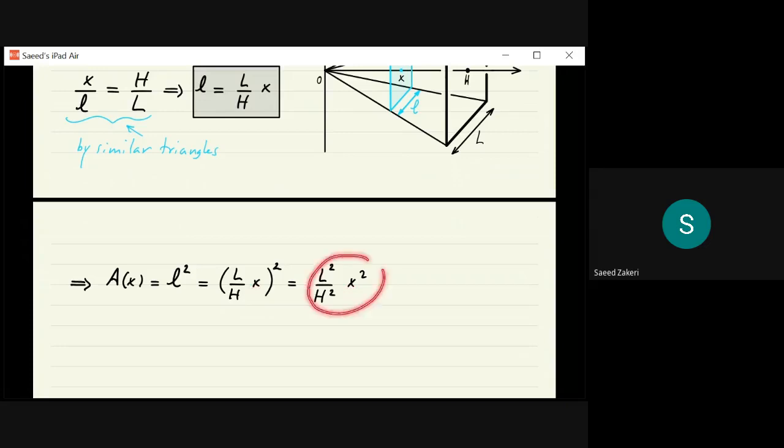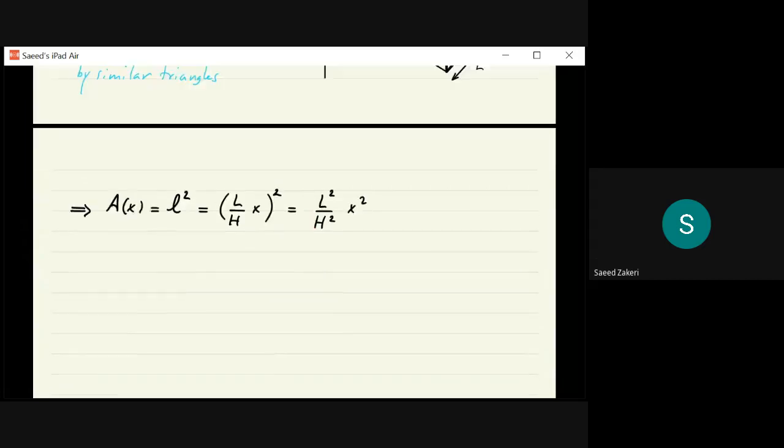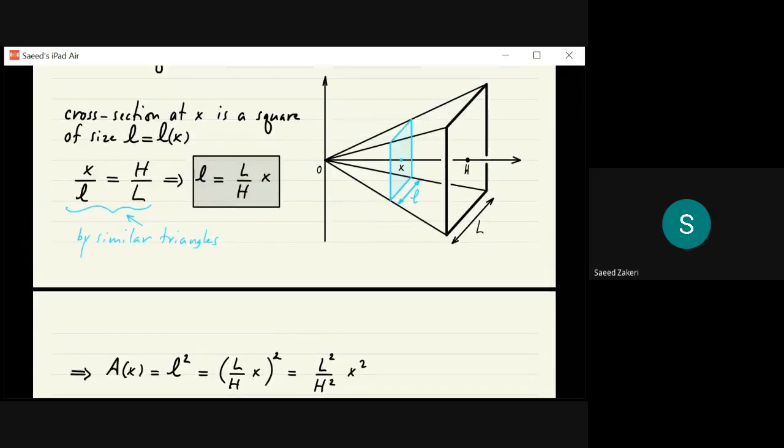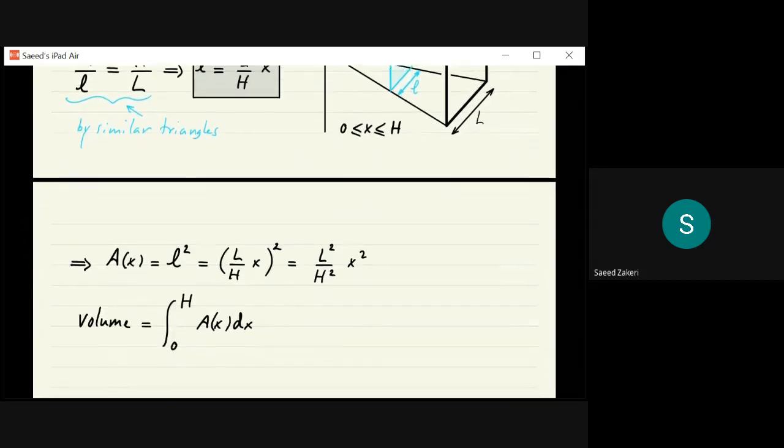So this is the formula for the cross-sectional area function. And according to what we learned, the volume would be the integral from 0 to h of A(x) dx. Everywhere in this picture, x varies between 0 and h. That's the interval for x. So if I integrate the cross-sectional area function from 0 to h, that should give me the volume.